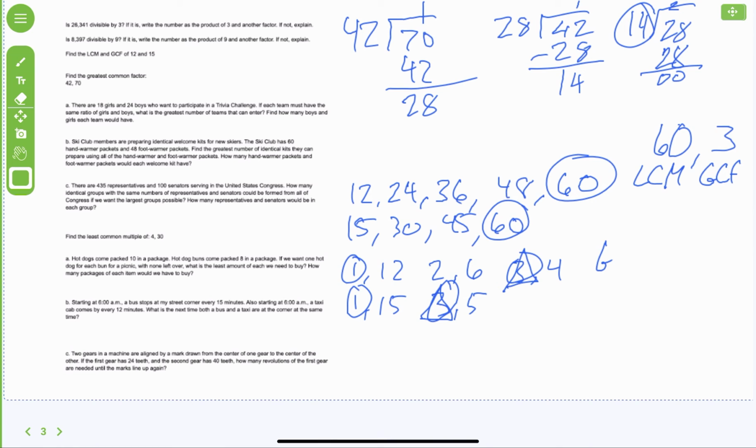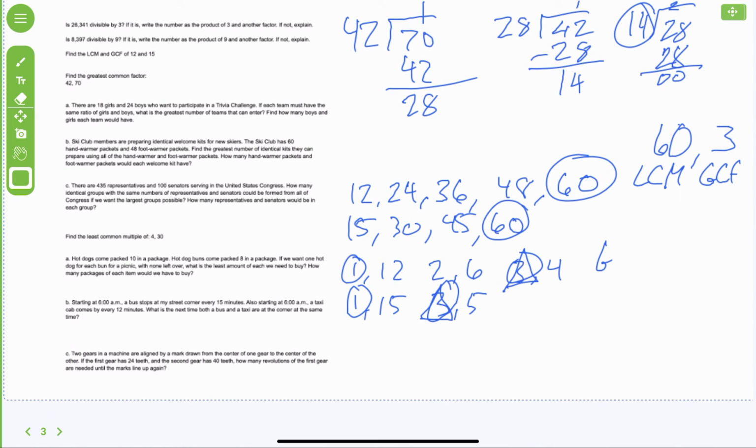Or factor tree? I don't like factor trees. But go for it. If that's what you like, that's what you feel better with, go for it. Okay? When you do the factor tree, you're finding the prime factorization. Don't worry about it. Okay.